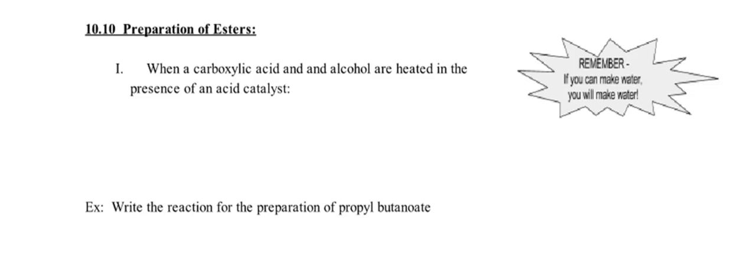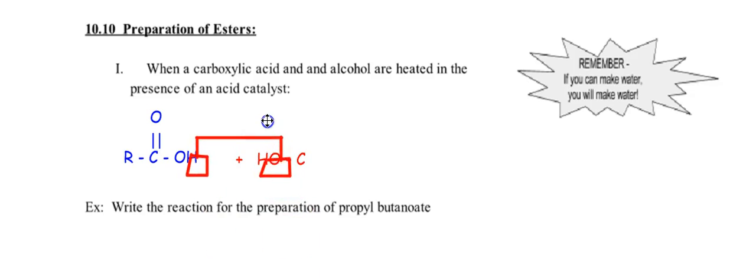In other words, how do you make esters? Oh, and notice, this is still here. If you can make water, you will make water, all right? So when a carboxylic acid and an alcohol are heated in the presence of an acid catalyst, what happens? Here is my carboxylic acid, and here's my alcohol. And what did I just say? If you can make water, you will make water, all right?